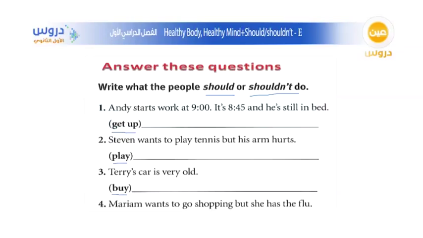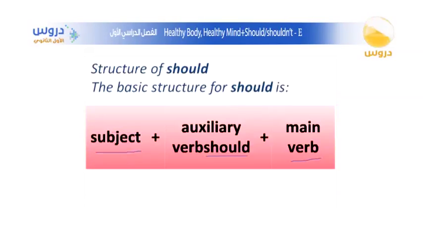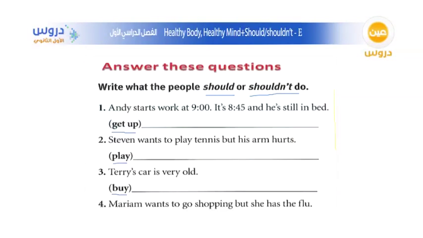But what you have to do is to give me the subject plus should or shouldn't. So what I want you to do here is to use the subject, he, she, it, you, whatever, and then should or shouldn't, and then plus the main verb. All right? So, Andy starts work at 9 o'clock. It's 8:45 and he's still in bed. You should get up early. Is it you, Mr. Ahmed, or Andy?